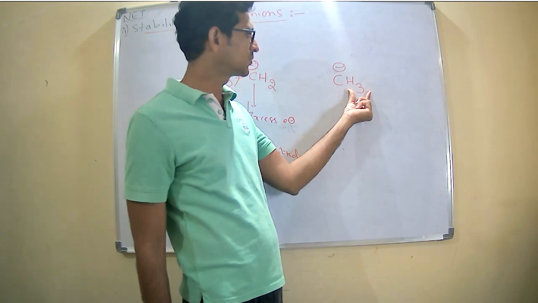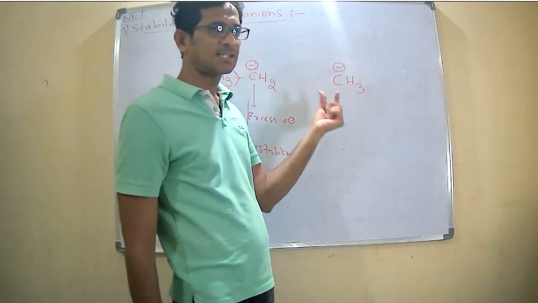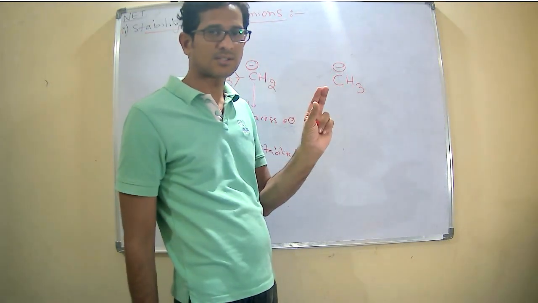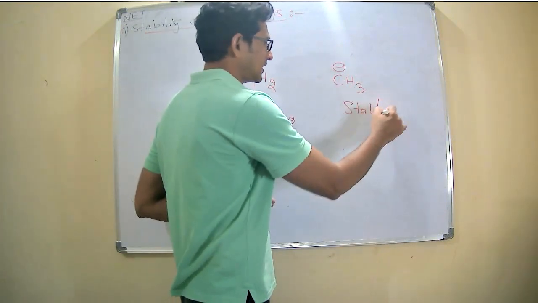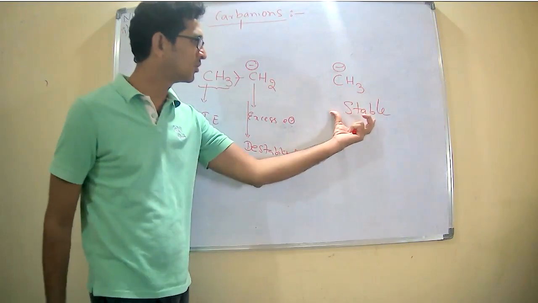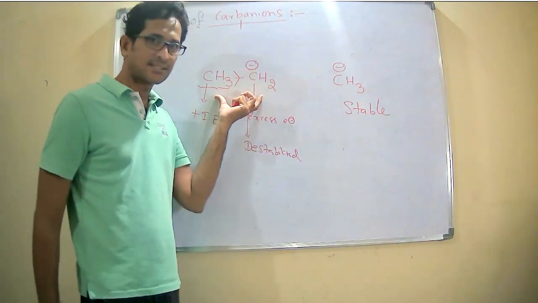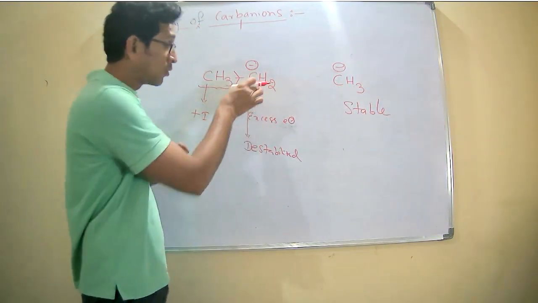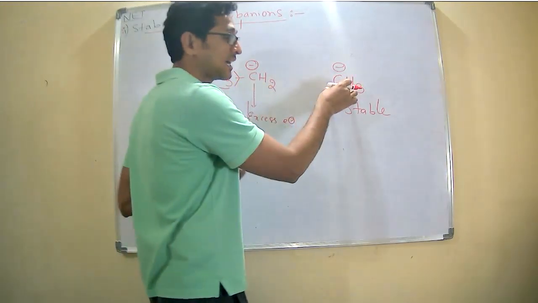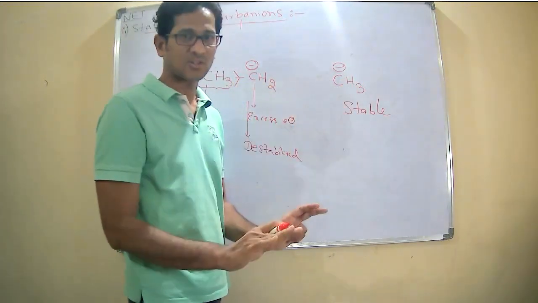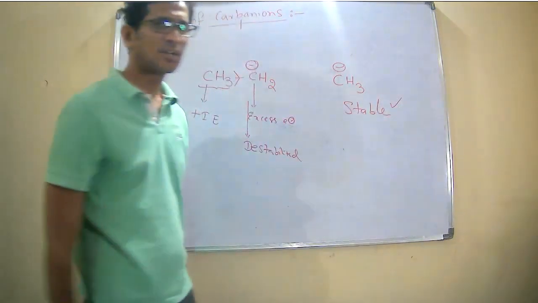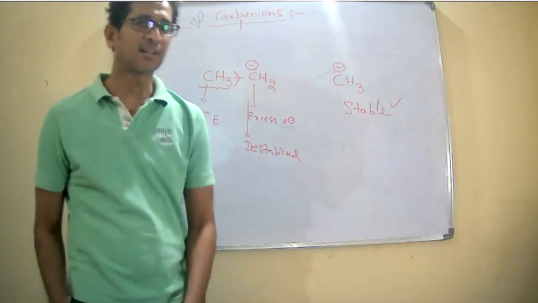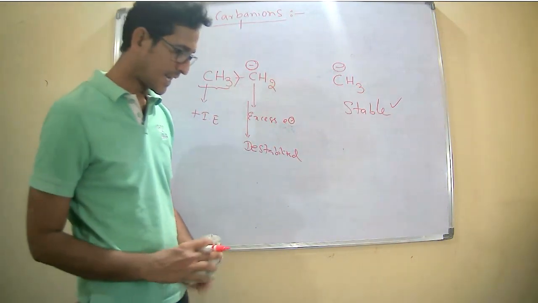Now CH3 minus is neither donating electrons nor accepting electrons, because hydrogen does not influence anything. Therefore, here it has only its own excess electrons. Therefore, it is more stable. It is considered more stable than this one because it has only the excess electrons. Therefore, it is considered the most stable carbanion.